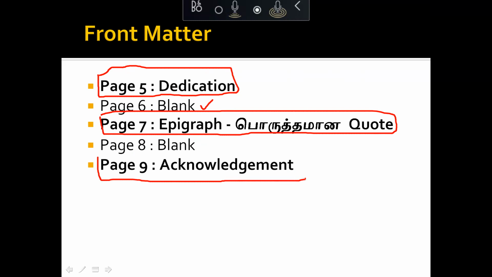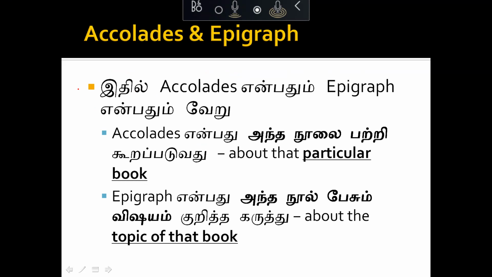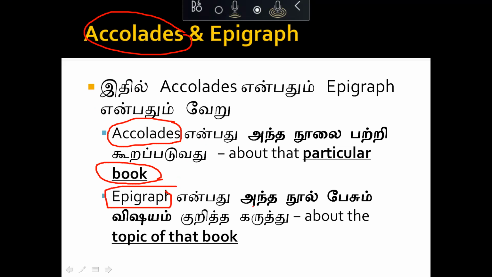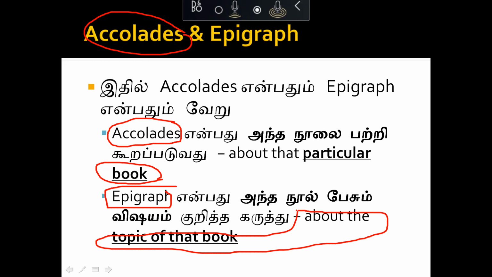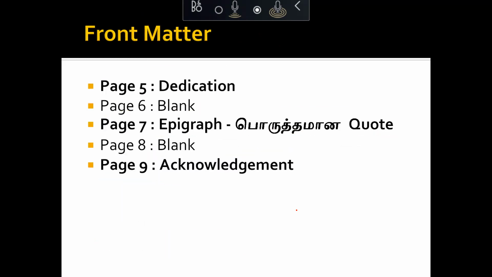Now page 9 comes as acknowledgement. Always, all these things come on the odd side. First comes the dedication, then the epigraph, and finally acknowledgement. Now, you need to differentiate between accolades and epigraph. Accolades is what is being told about that particular book. This we usually put on the front inner cover. Epigraph means what is told about the topic of the book or something relevant to the book. It need not be about that particular book. Epigraph comes on page 7.